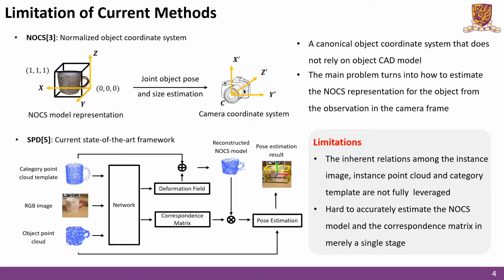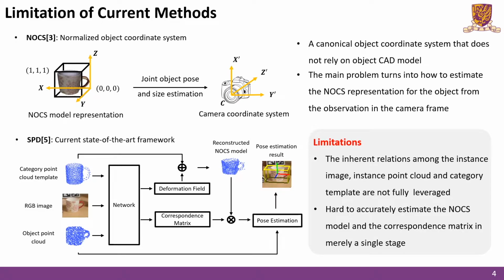The NOCS model is a canonical representation for an object. It has two properties. Firstly, objects have normalized size in this space. Secondly, objects that belong to the same category have the same orientation in this space. So the NOCS representation manages to reduce the intra-class variation. After that, based on this representation, a neural network is trained for object pose estimation.